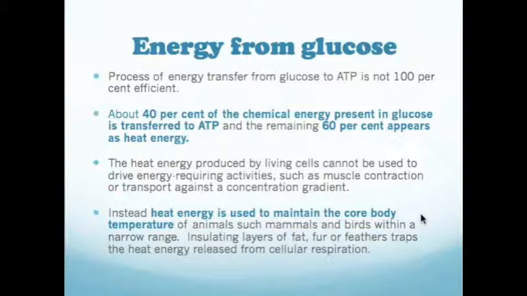The metabolism of the body, respiration, maintains the human body temperature at roughly 37 degrees. The heat energy produced by living cells cannot be used to drive any reactions. It's only the ATP. So that 40% of chemical energy you get from glucose is the ATP that is driving all your cellular processes. Instead, heat energy is used to maintain core temperature, and this keeps our enzymes functioning, and it keeps us protected from the cold.